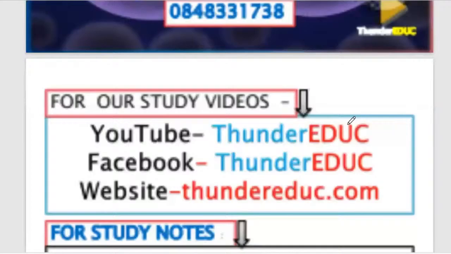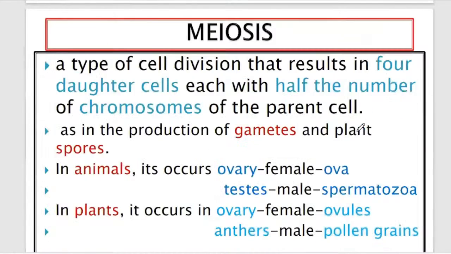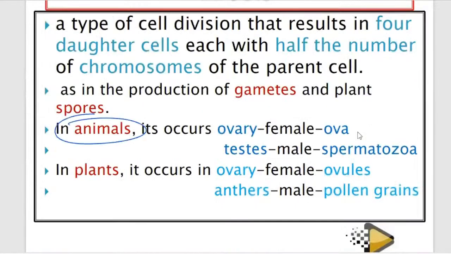Lastly, before I go, where does meiosis occur in male? It occurs in the ovary to form ovum, testis to form spermatozoa, then in plants, ovary to form ovules, anthers to form what? Grain. That's it.